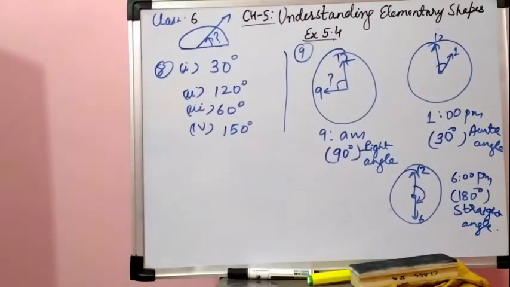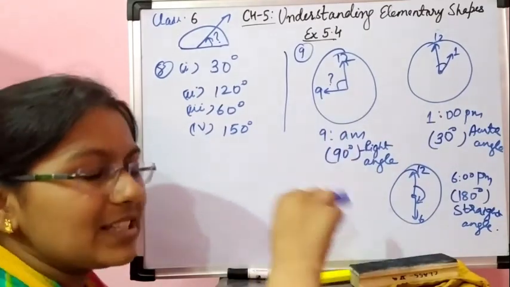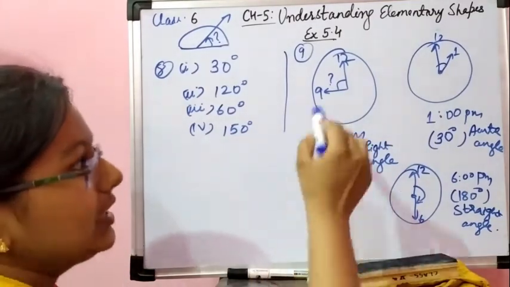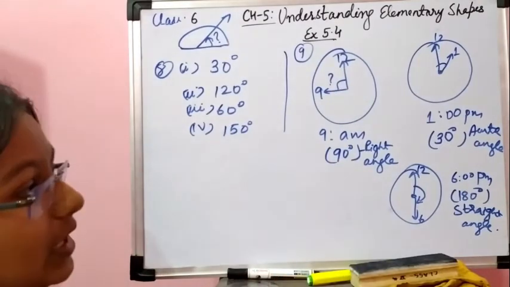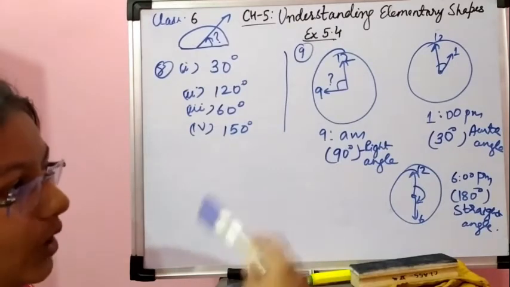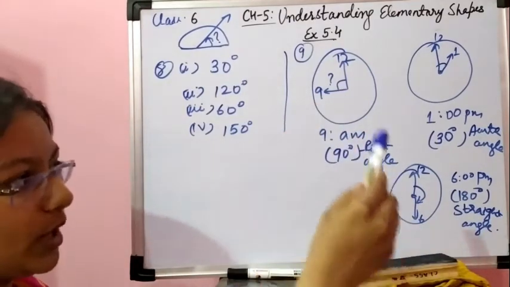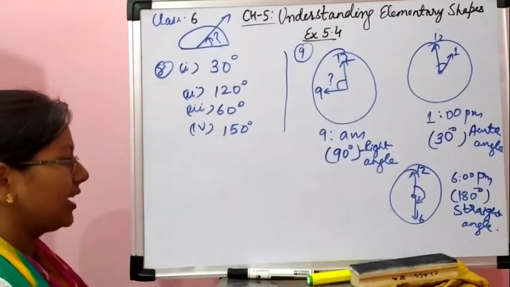Very easy. The only thing they have tried to show you is that angles are also formed between the hands of a clock. This can be a real example of any kind of angle, acute angle, right angle, whatever angle you want to make. You can show it with the help of clock. This can be one of your examples.